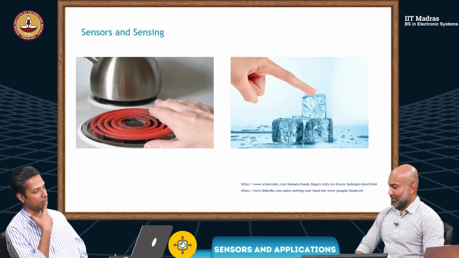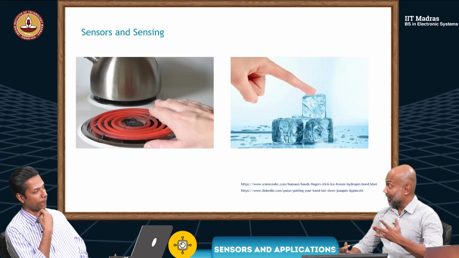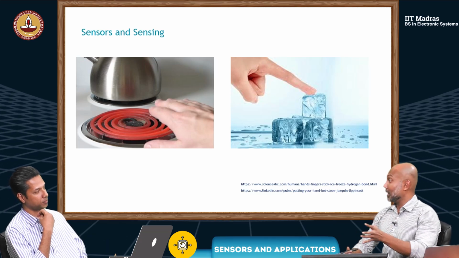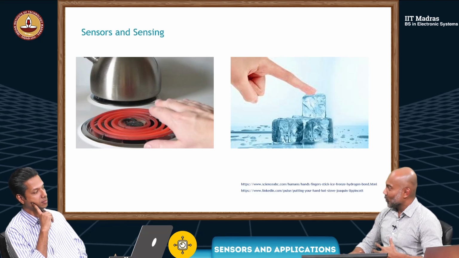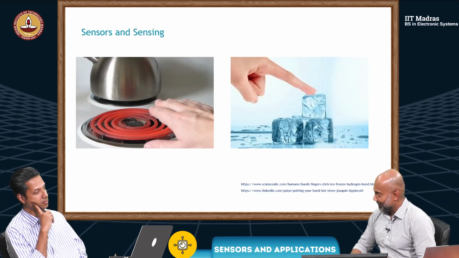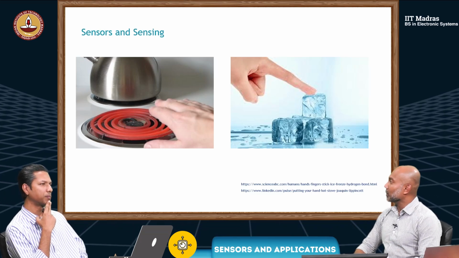Is that enough? Do you think our sensory organs are enough? We talked about real world applications. You saw before, many real world applications, a lot of technological advancements. Do you think our human senses are sufficient for these different types of real world applications?